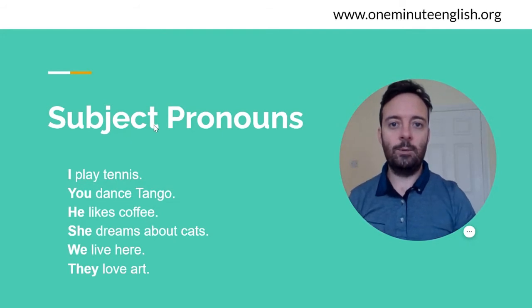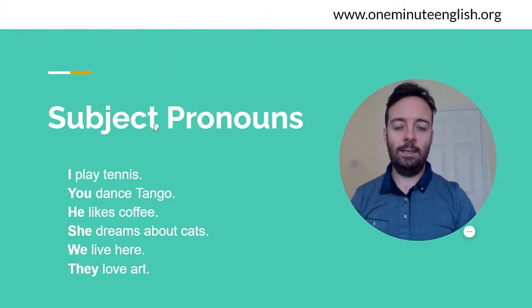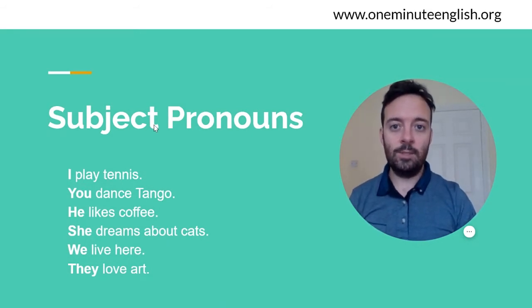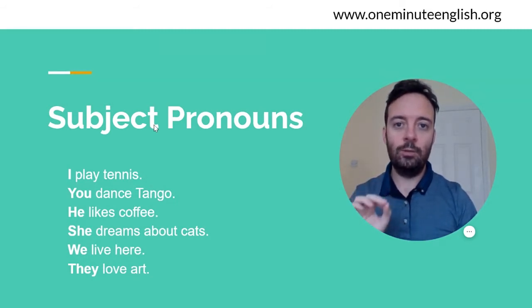So let's look at some more examples here. I play tennis. You dance tango. He likes coffee. She dreams about cats. We live here. And they love art. Okay, so these are all subject pronouns. These people do the action.